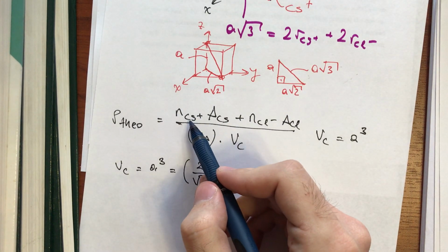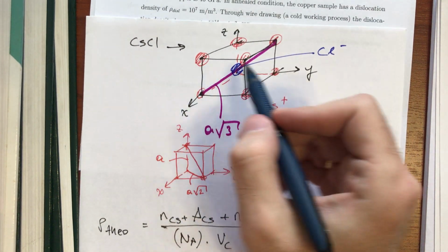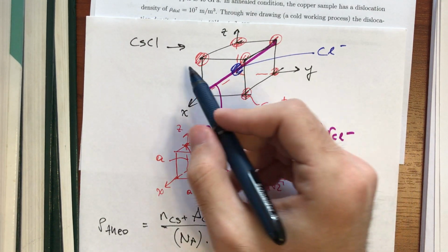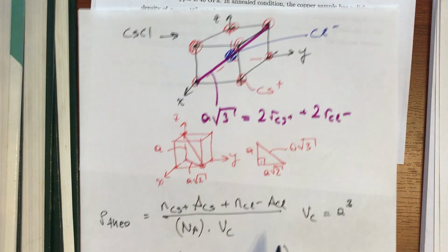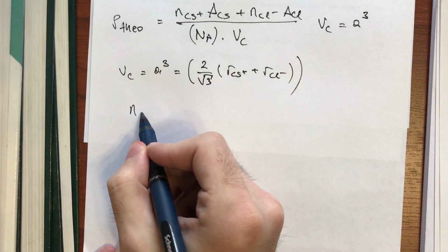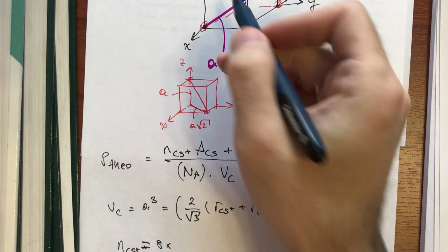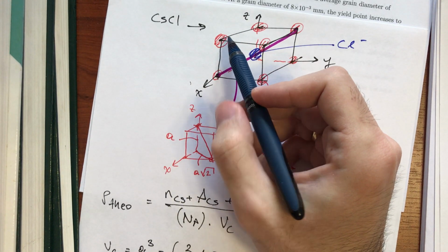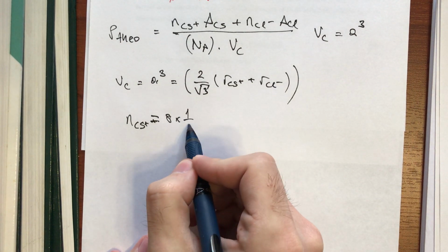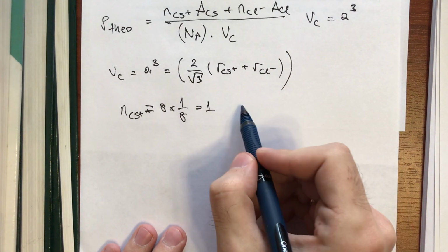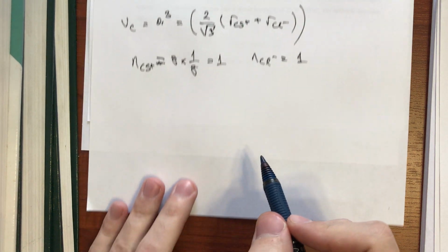As for the number of the cesium and chloride, the chloride sits in the middle at the center of the structure, and the cesium are at the corners. So there are 8 corners, and if you inspect this in 3 dimensions, 1/8 of this corner atom is included here. So 1/8 times 8, we have 1 atom here, and chloride ion is directly 1.